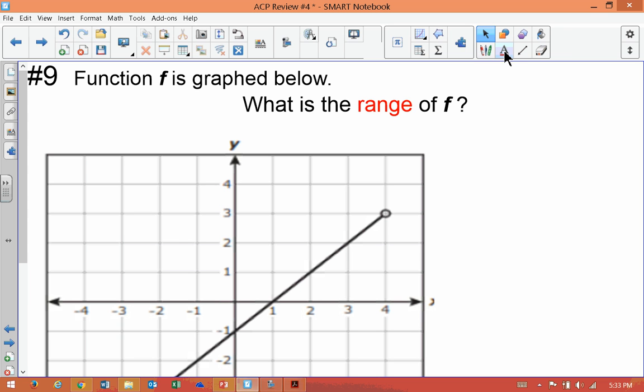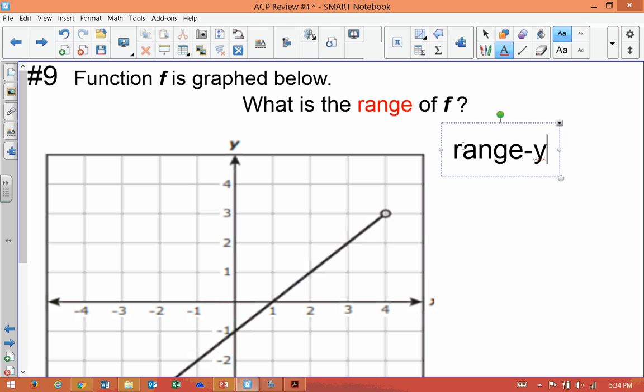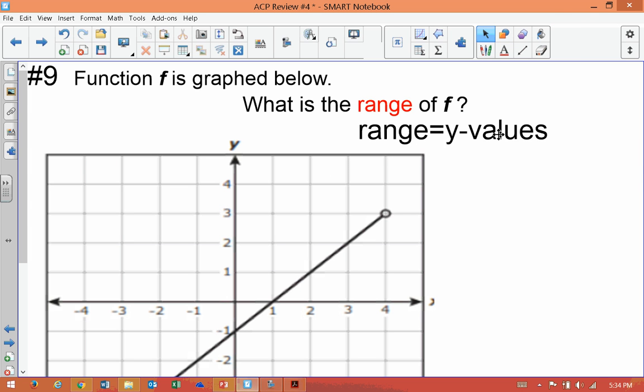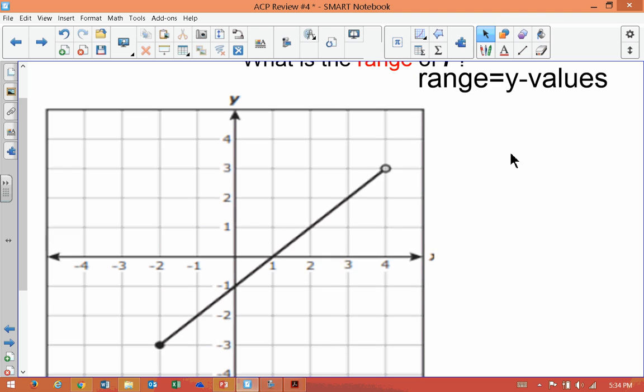Okay, we know from earlier that whenever we're talking about the range of a function, we are talking about its y values. So the range of a function, at least a discontinuous function, that's what we're talking about. We're talking about the y values. Okay, let me switch it up. So, what y values are actually represented on this function?